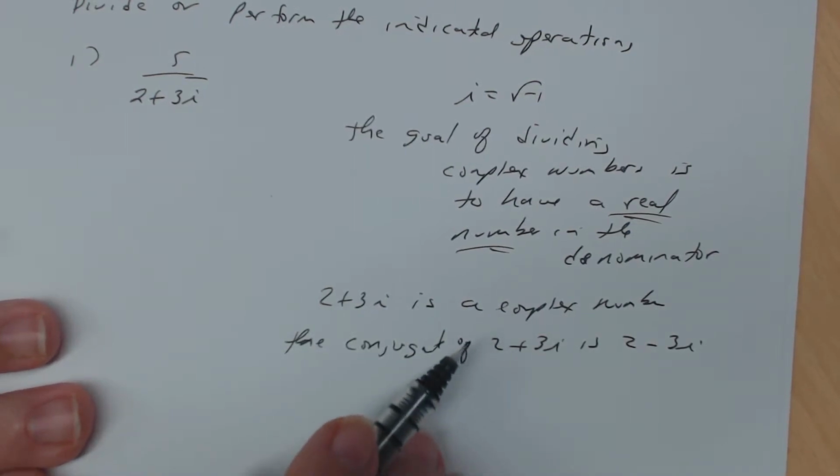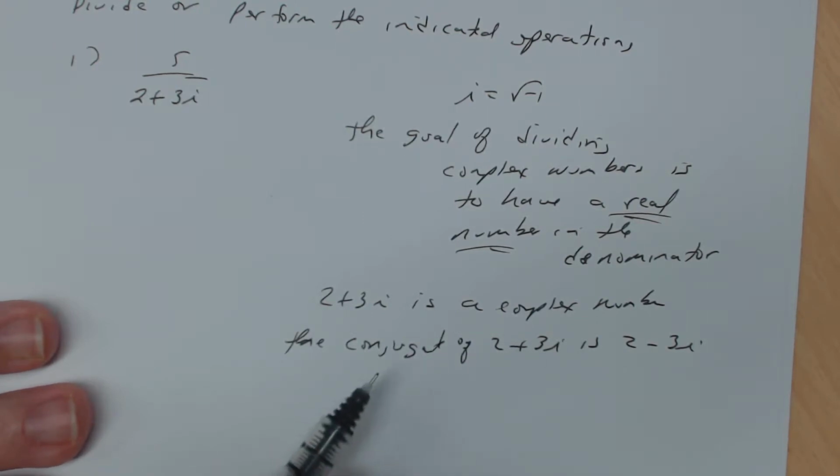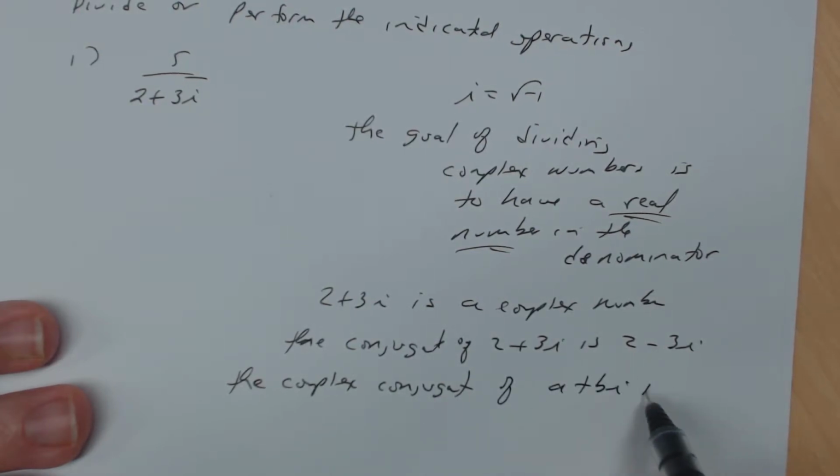Now, again, since we're dealing with complex numbers, make sure it's in standard form. So it's in standard form, and now we just change the sign of the operation here. So that becomes 2 minus 3i. Sometimes you'll hear the words complex conjugate instead of just conjugate. So the complex conjugate of a plus bi is a minus bi.